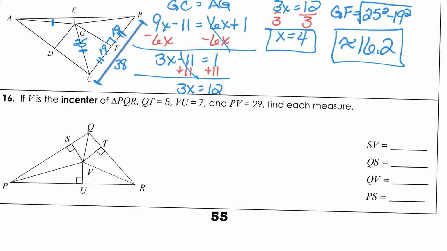And so now, if V is the incenter of this triangle where QT equals 5, VU equals 7, and PV equals 29, we're given side measures. And so remember, the incenter has two things to deal with. It bisects each of these angles on the triangle, but also it creates the shape of a kite. So since we're looking at side length, then we could see where the kites are here.